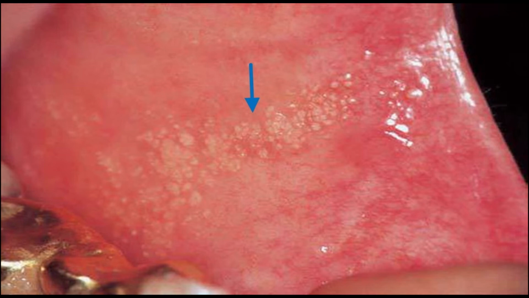They appear as multiple yellow maculopapular lesions, typically smaller than 2 mm. These are not of clinical importance and require no treatment.